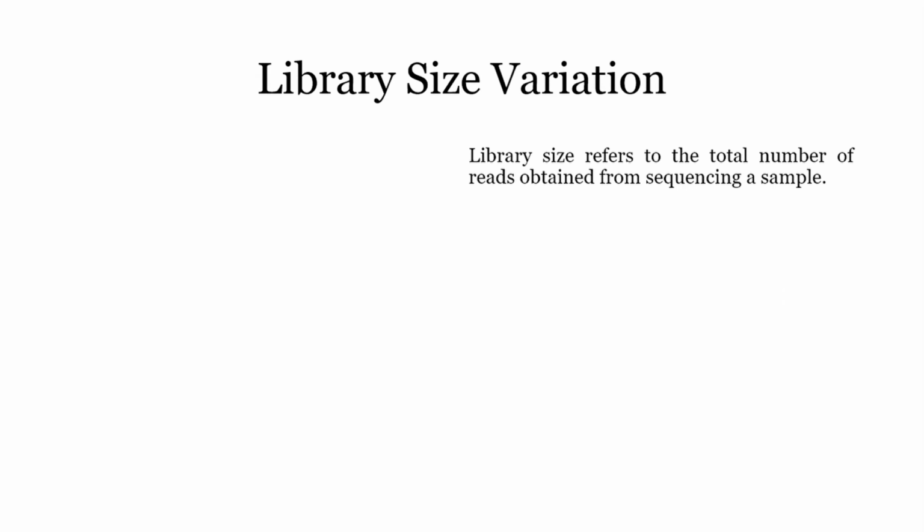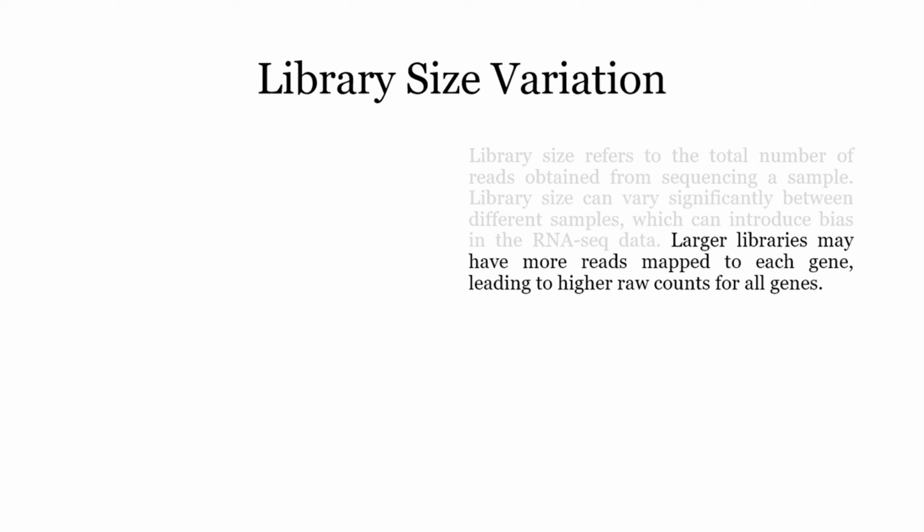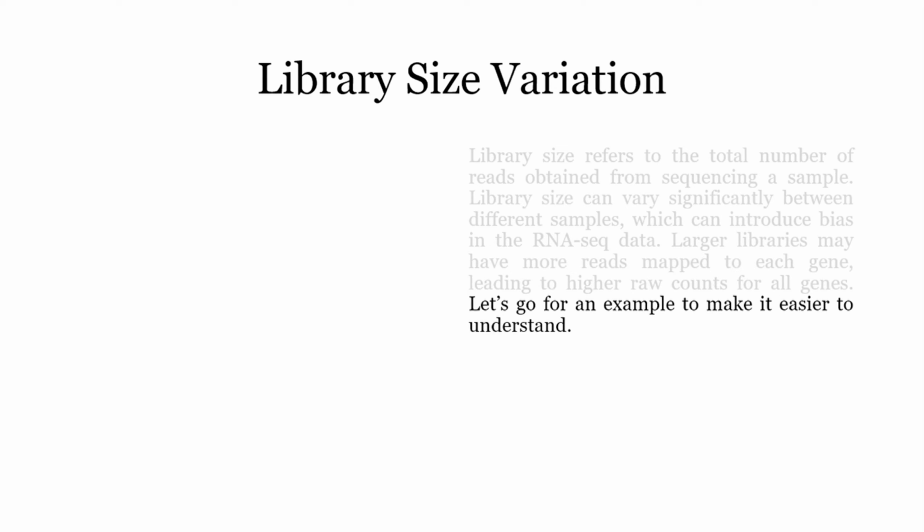For library size variation: library size refers to the total number of reads obtained from sequencing a sample. Library size can vary significantly between different samples, which can introduce bias in the RNA-Seq data. Larger libraries may have more reads mapped to each gene, leading to higher raw counts for all genes. Let's go through an example to make it easier to understand.